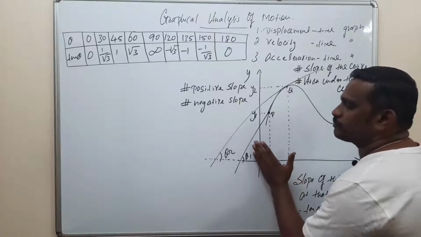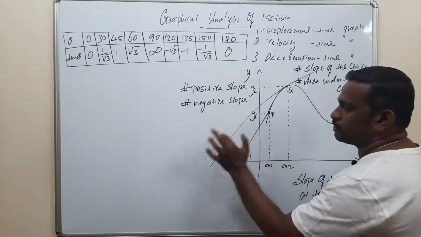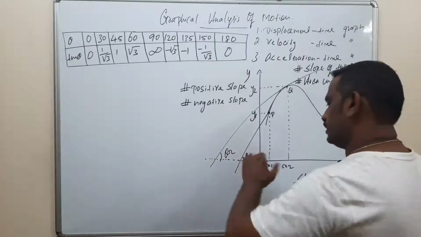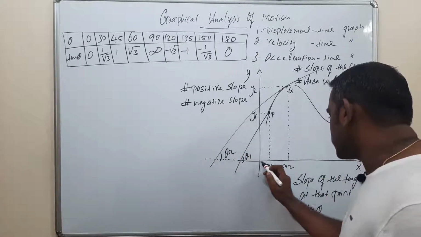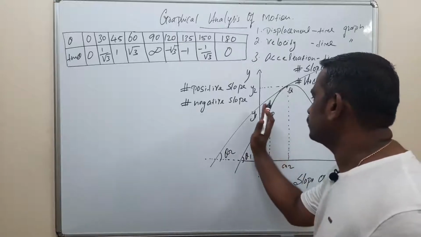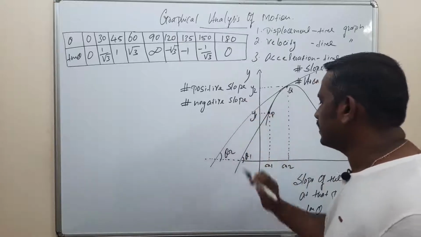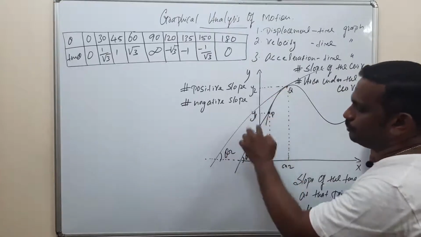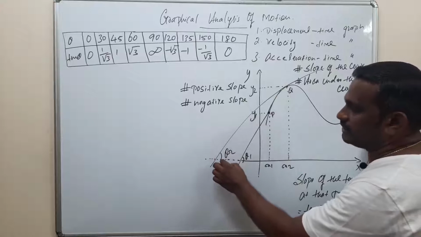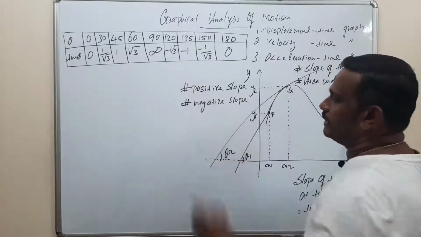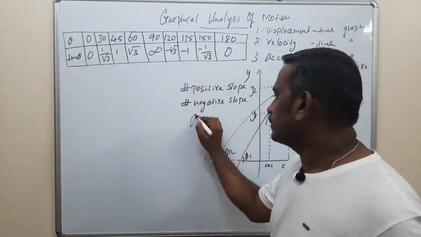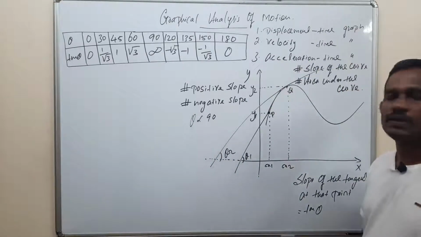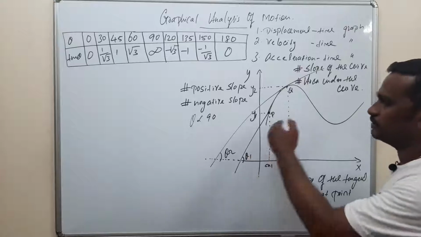So from this point to this point, in the anti-clockwise direction, the angle increases. This angle is 0 degrees, and when it starts going anti-clockwise, the angle increases. In the increasing portion I have drawn two tangents. This makes an angle theta that is less than 90 degrees, so theta is less than 90 degrees. That is a positive slope.